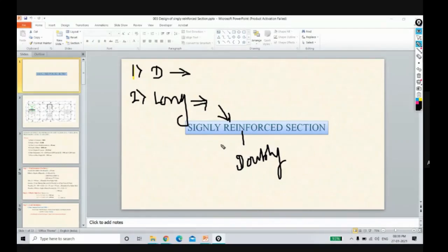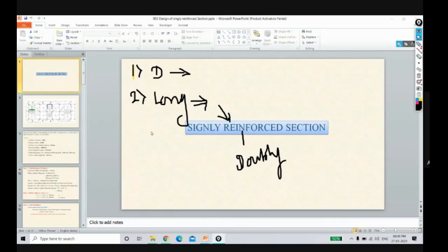If there is any discussion on singly and doubly reinforced sections, I'm not saying queries, it's just discussion. Any other discussion that we can do? Any queries or discussion, singly or doubly? Is that clear?